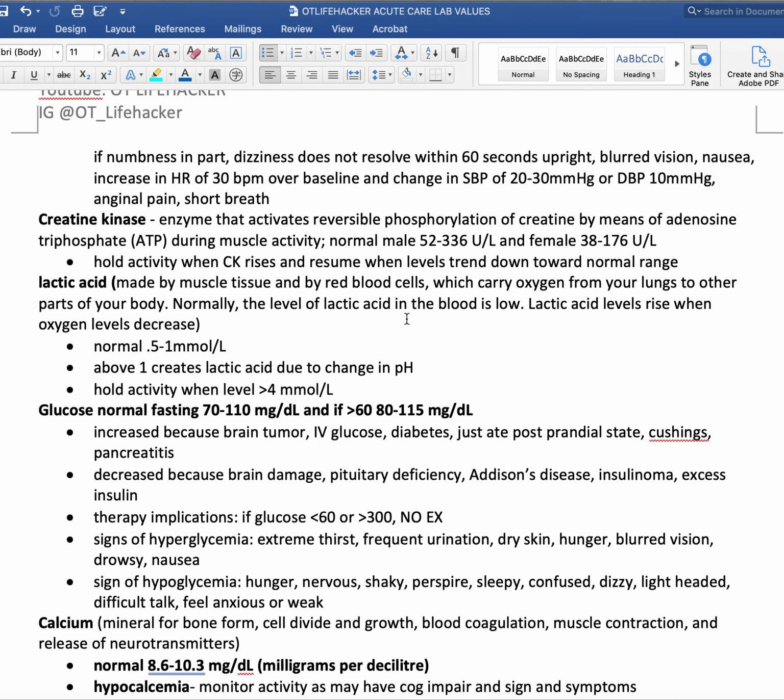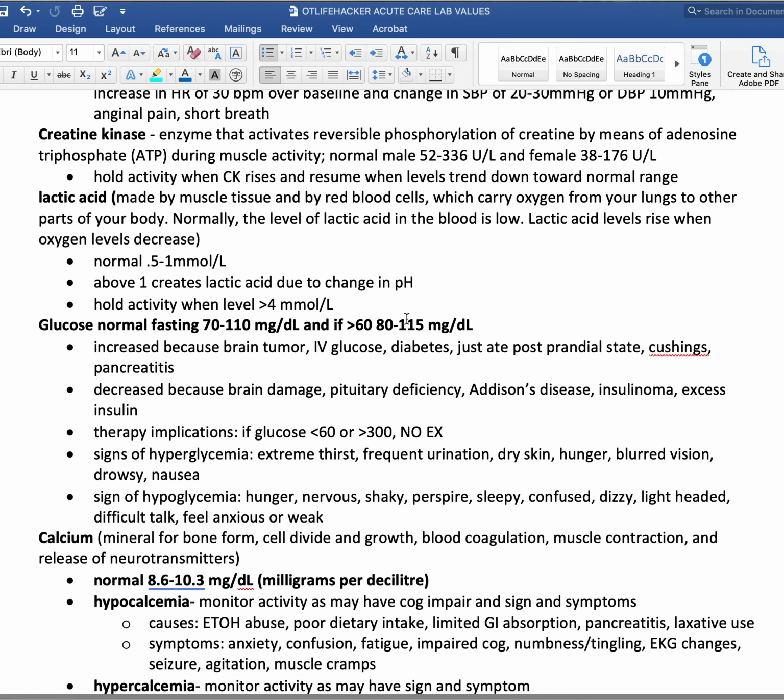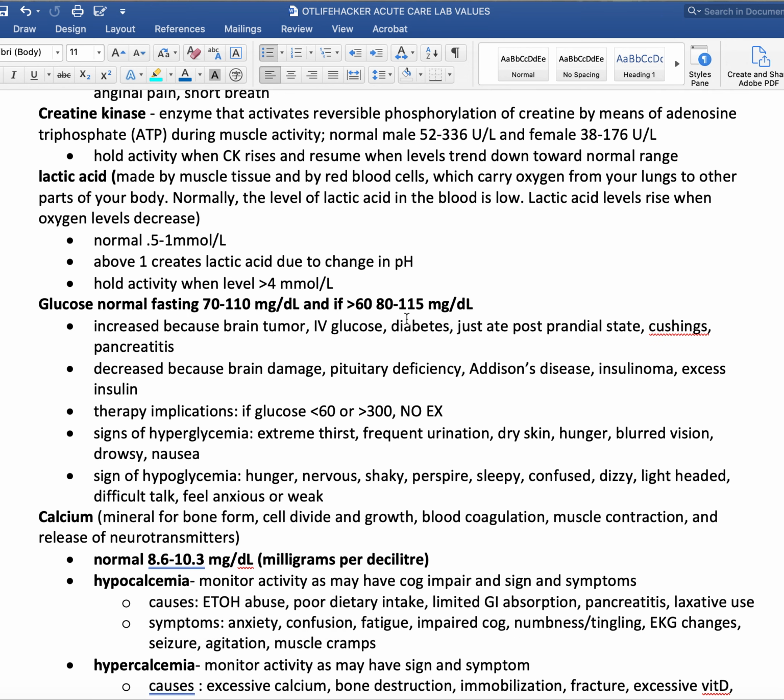Team collaboration is always, always important, because someone may have seen this person before you and they had similar values, and they can tell you they were okay during the session, what happened during the session, what to look out for. So always check in. Then glucose, normal fasting is 70 to 110.